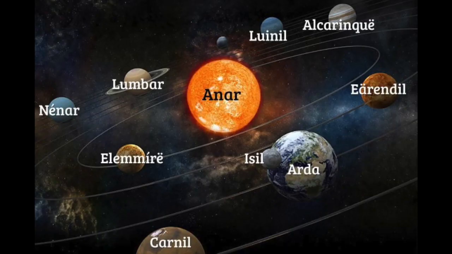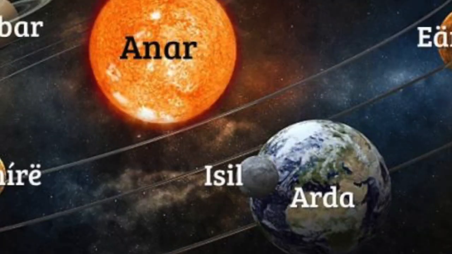So as far as the celestial bodies go, he essentially just renamed them. We are going to be focusing on Anar, his sun, Isil, his moon, and Arda, his earth.